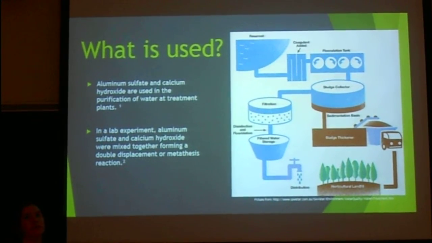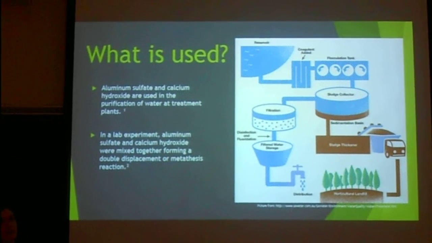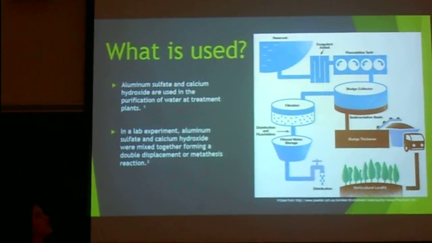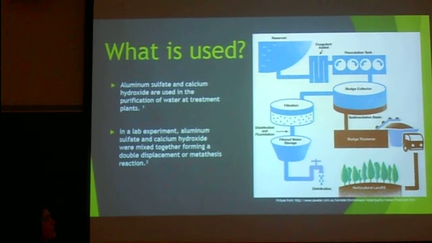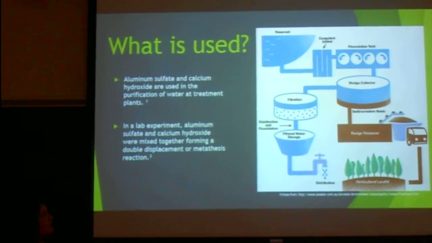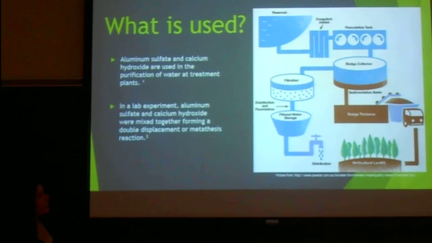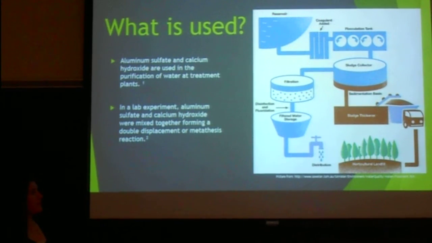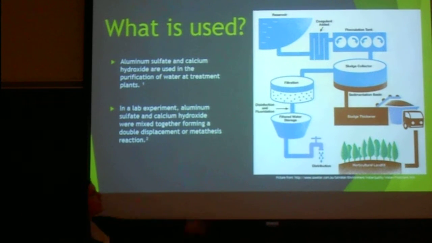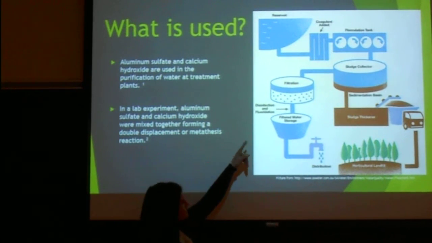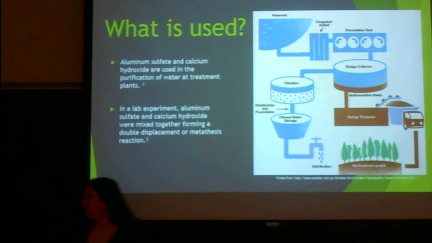What's used in water purification? Well, aluminum sulfate and calcium chloride are used for the purification of water at treatment plants. In our experiment, aluminum sulfate and calcium hydroxide were mixed together, forming a double displacement or metathesis reaction. And over here you can see that it goes from the reservoir to the sludge collector, the sludge goes to landfill, and the water goes to distribution.